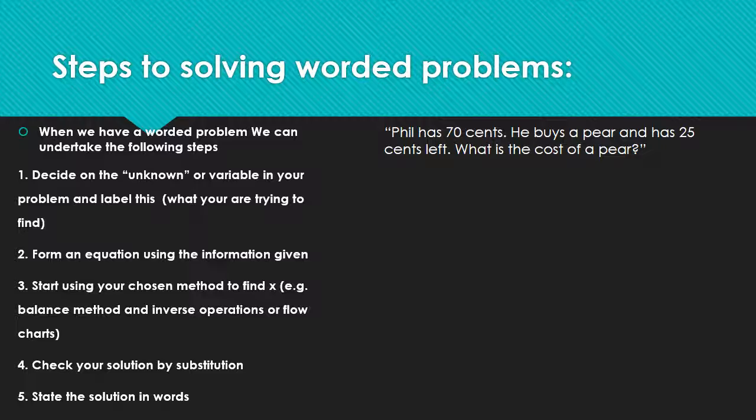The first one we do is decide on the unknown or the variable that we'll use and label this. This is normally what we're trying to find. So it might be the cost of something, the age, or a mystery number. We then try and form an equation using the given information. And then we start to use our chosen method to find x. That's normally when we work backwards, use flowcharts, etc. The last two steps, we check our solution by substitution and we state the solution in words.